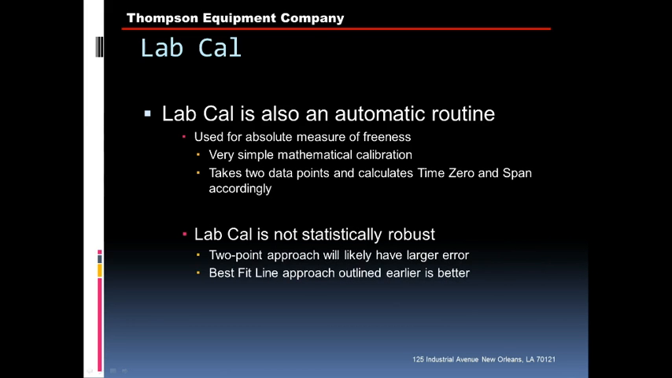My criticism of the LabCal methodology is that because it only uses 2 data points, it is not statistically robust. 2-point calibrations are almost guaranteed to have larger errors associated with them. The better result is always achieved by going through the best fit line approach, which I went through earlier. But let's go through an illustration of what LabCal looks like.